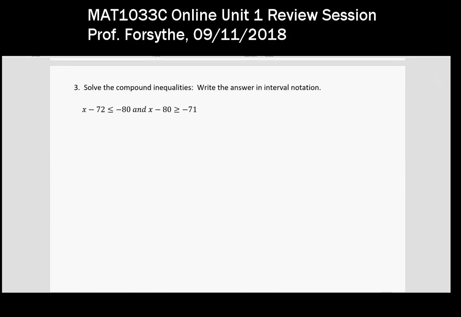Okay, number 3. Solve the compound inequalities.